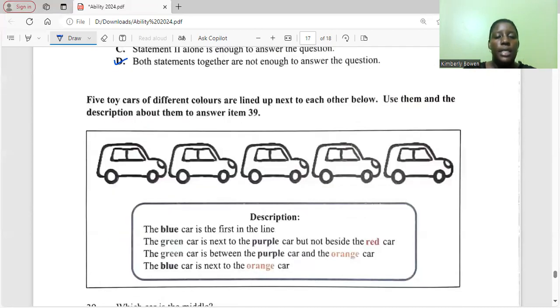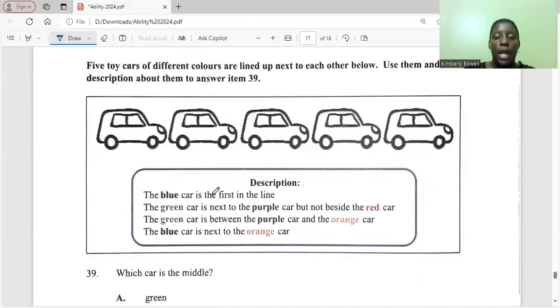Let's move on to 2039, sorry. 5 toy cars of different colors are lined up next to each other below. Use them and the description about them to answer item. The blue car is the first in line. Let's label this B as blue. The green car is next to the purple car, but not beside the red car.